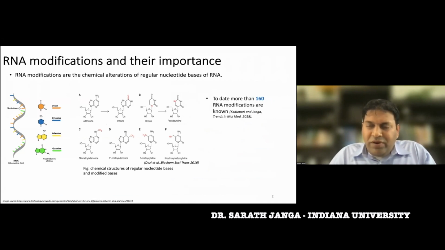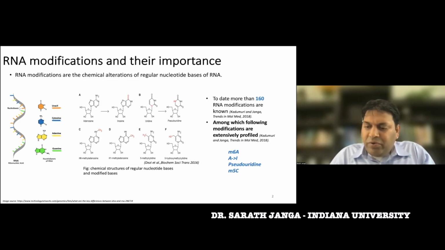So we now know that there are more than 160 modifications that occur across a broad set of RNA molecules. However, most of the work that has been done has been largely done to profile sites of modification for m6A, A-to-I, pseudouridine, and m5C.